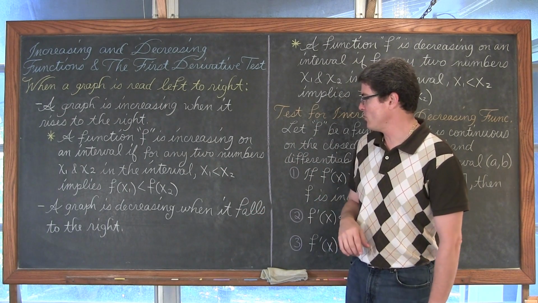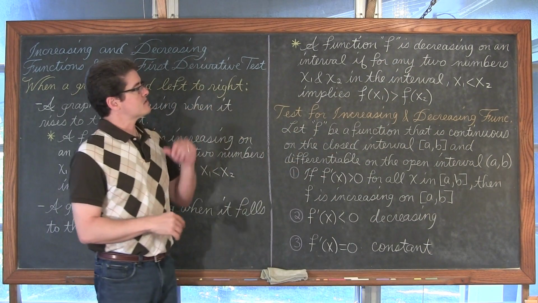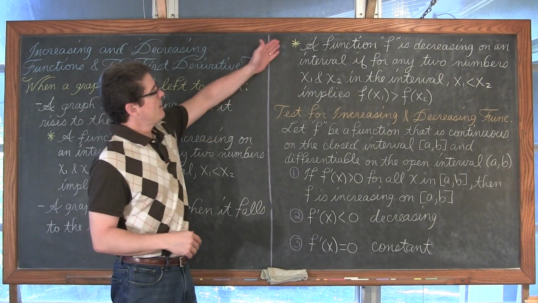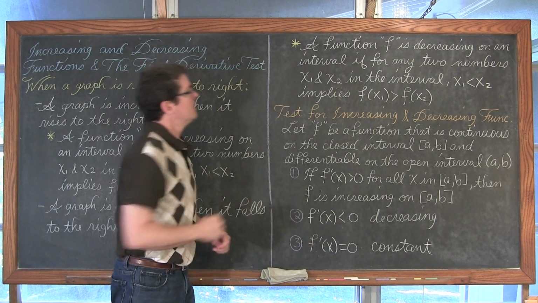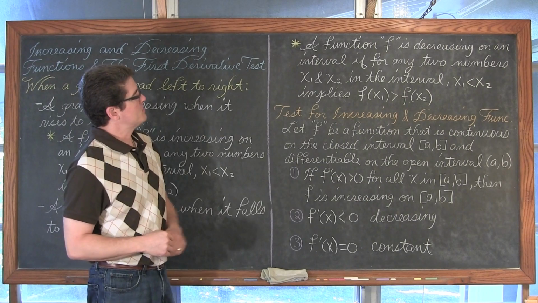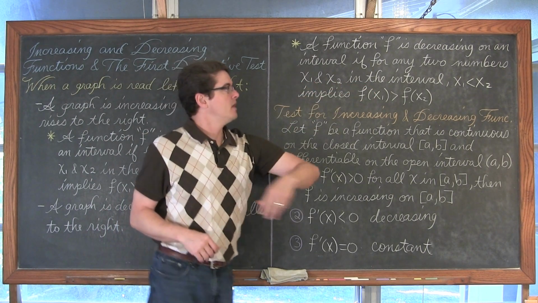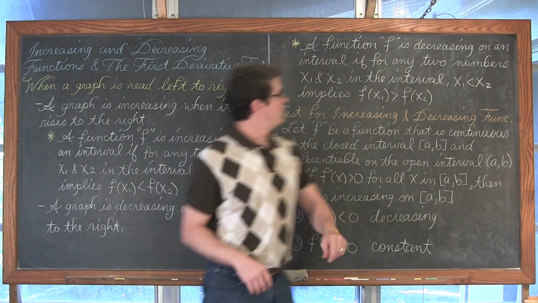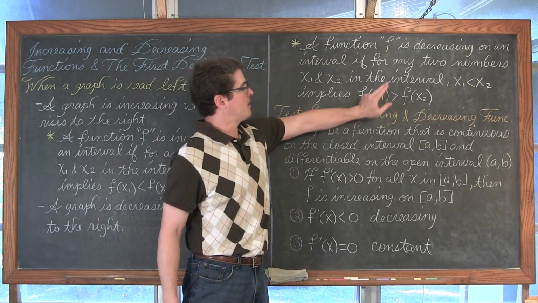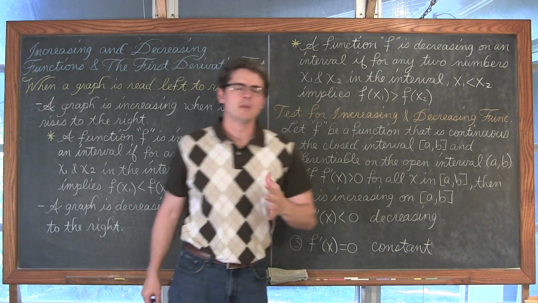A graph is decreasing when it falls to the right, and again, that's a very formal math definition. A function f is decreasing on an interval if for any two numbers x sub 1 and x sub 2 in the interval, x sub 1 is less than x sub 2 implies that f of x sub 1 is greater than f of x sub 2.